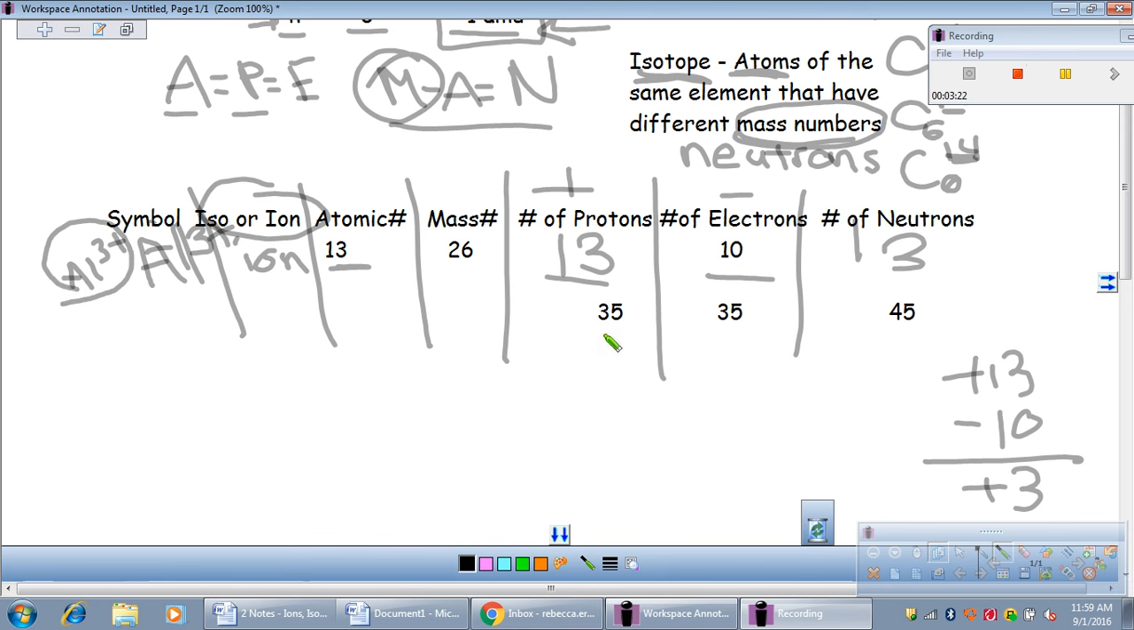Let's look at the next one. The number of protons and electrons are equal, so we do not have an ion, we must have an isotope. An isotope, the format, you must write it so that you have the symbol, the mass number on top, and the atomic number on the bottom. Number of protons and atomic number always equal, so our atomic number is 35. That tells us that the element we're working with is bromine.